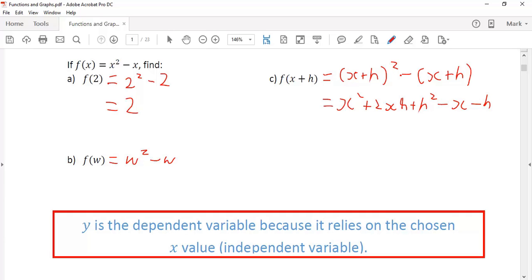Alright, so before we move on, just another quick definition. So y, or f(x), is the dependent variable because it relies on the chosen x value. Because we choose x values, it will change the f(x) or the y value. I think most of you might have seen that from your science subjects as well.